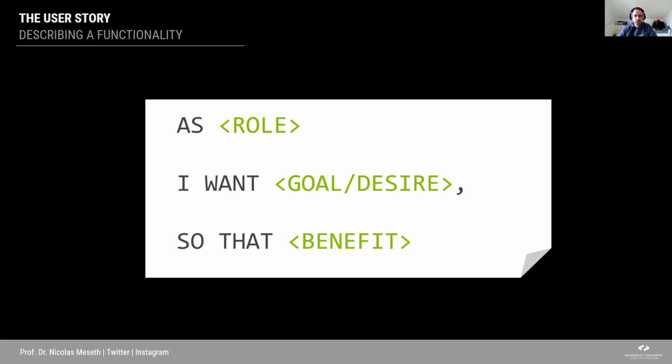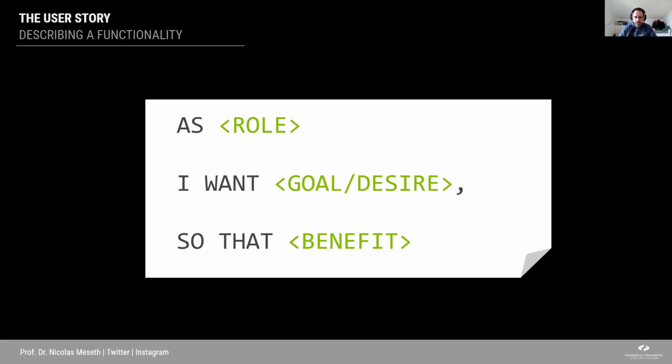So we express a goal or a desire, basically what I want the system or the product to do for me. And then the third part seems maybe a little redundant, but it's very important. So I express the benefit that I get from it. So it's so that I can X, Y. And we'll look at examples in a second. But this is basically a very simple template that we can use. It's called the user story to describe functionality.